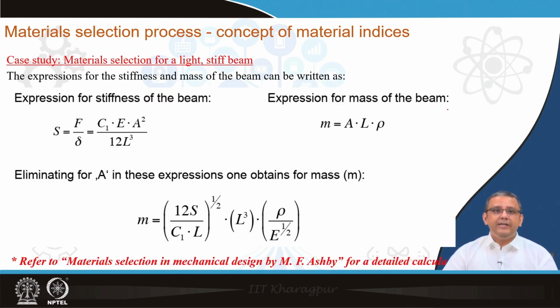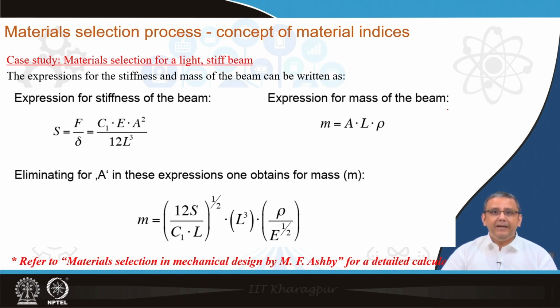Now, from simple beam theory, one obtains the expression for the stiffness of the beam, S, where C1 is a constant, E is the Young's modulus, A is the area, and L is the length of the beam. And also, we know the mass of the beam, which is nothing but the volume multiplied by the density of the material. The volume is area multiplied by length, that means A multiplied by L into rho, that will give you the mass of the beam.